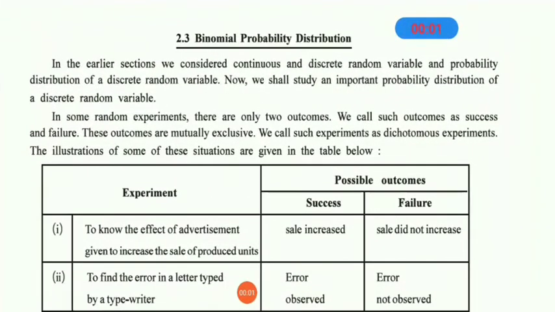Good morning, dear students. Today we are going to learn class 12 commerce subject statistics chapter number 2, random variable and discrete probability distribution.